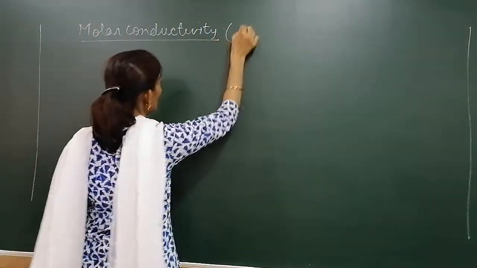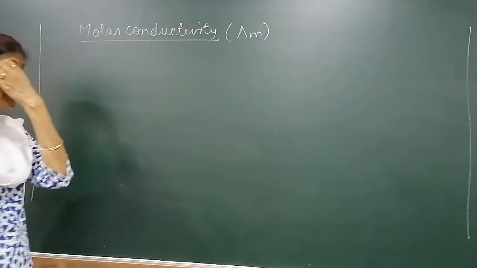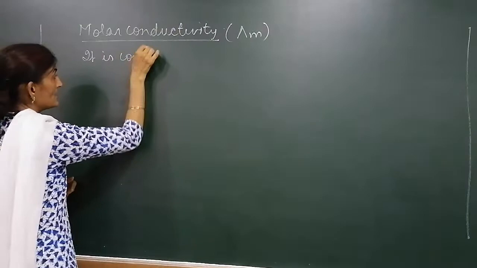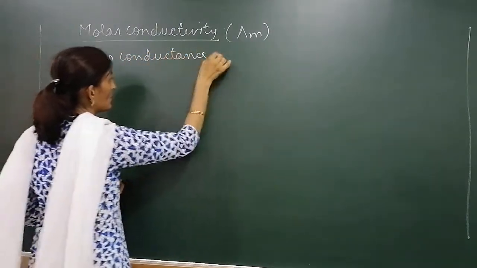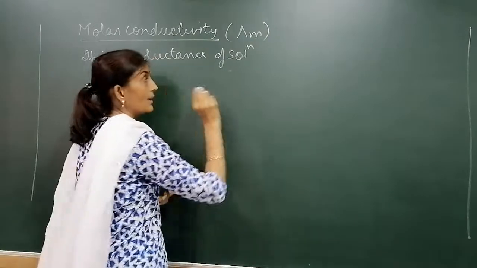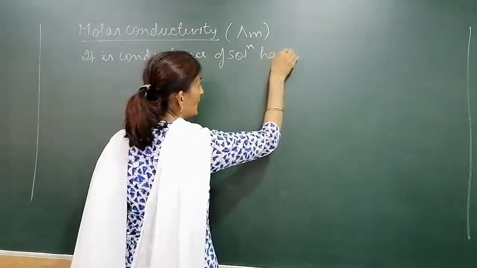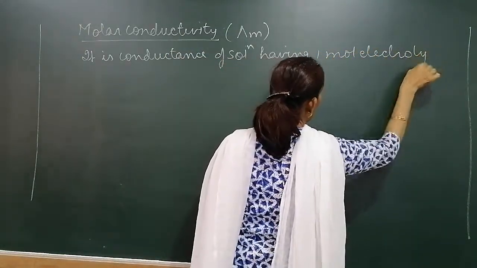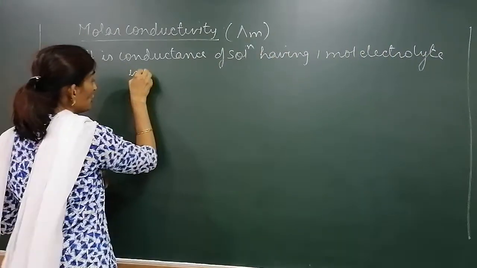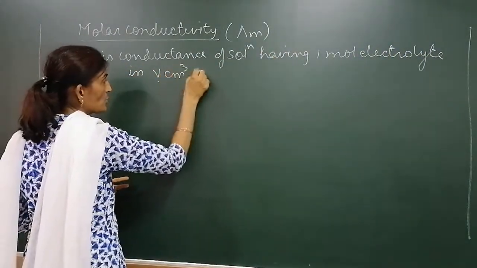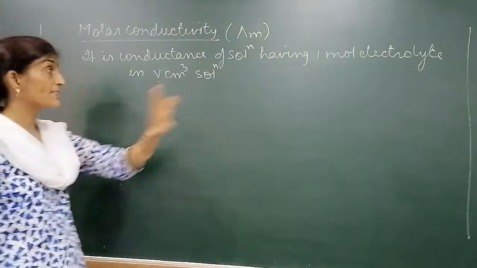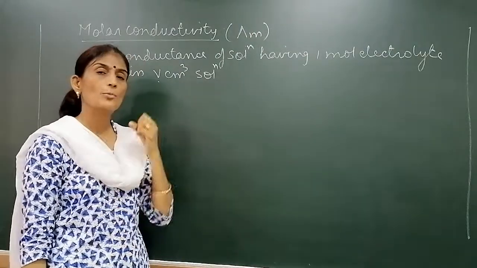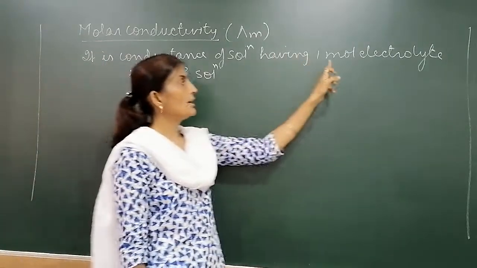What is molar conductivity? It is denoted by lambda m. Molar conductivity means it is the conductance of solution having 1 mole electrolyte in solution. Whatever be the volume, suppose V centimeter cube solution. Electrolyte fixed, 1 mole it should be. 1 mole NaCl, 1 mole KCl, 1 mole K2SO4, 1 mole Na2SO4. Electrolyte quantity fixed, that is 1 mole.